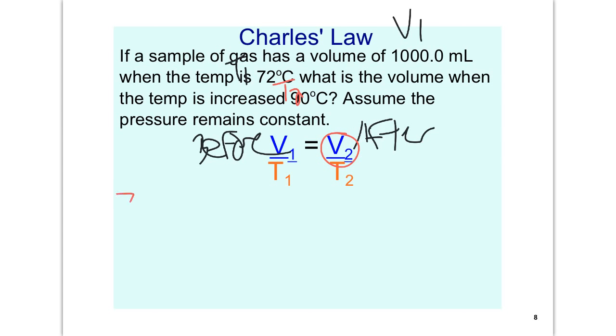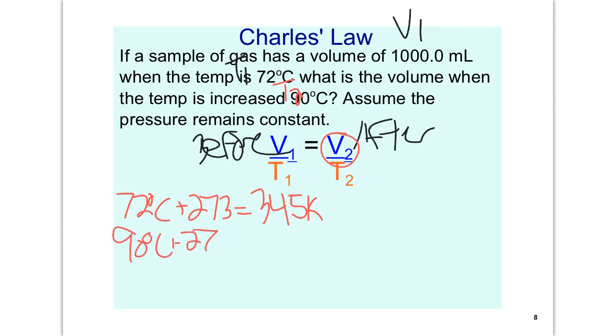So I'm going to take my 72 degrees Celsius, add 273, and that's going to give me my Kelvin, which is equal to 345 Kelvin. Then we have to do the same thing with our 90 degrees Celsius, add 273. A lot of times we just simplify and get rid of the 0.15. It's not a big deal. And that'll give us an answer of 363 Kelvin. And then we can plug it in.